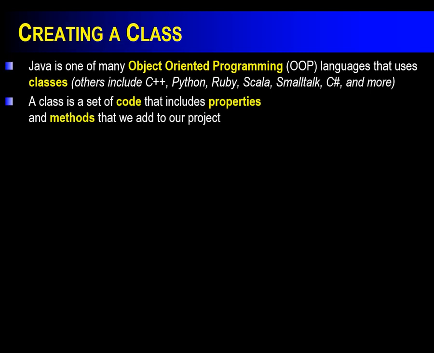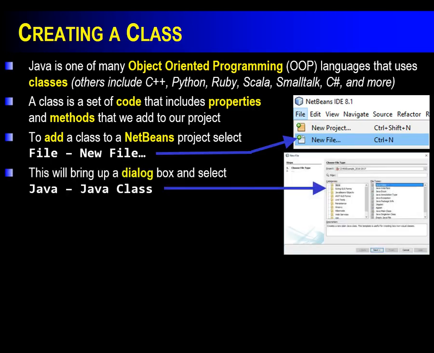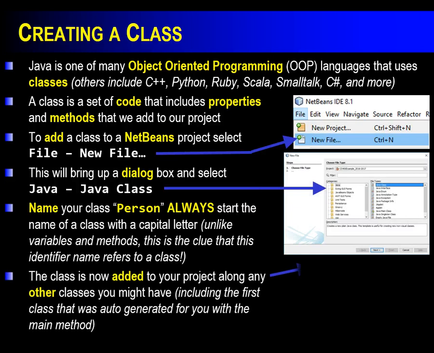So this is in our notes, in our slide notes. In creating a class, okay, Java is what's called an object-oriented programming language that uses classes. Other object-oriented programming languages include C++, Python, Ruby, Scala, there's lots, C#. A class, as we know, is a set of properties and methods that is classified within our project. You can add new files to your project, and those new files can be classes, and we did that, and we saw that happening in NetBeans.